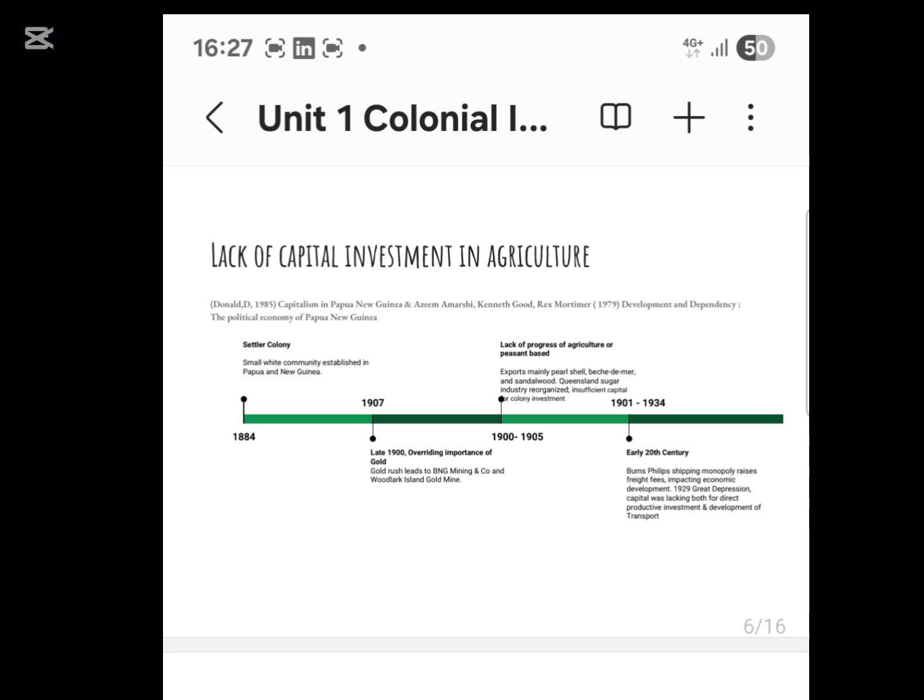Number one, the position of Australia, especially the Queensland economy. Number two, Papua New Guinea's ecological environment. And number three, the gold prospects of the early and late 19th century that made it difficult for any agricultural investment to take place.